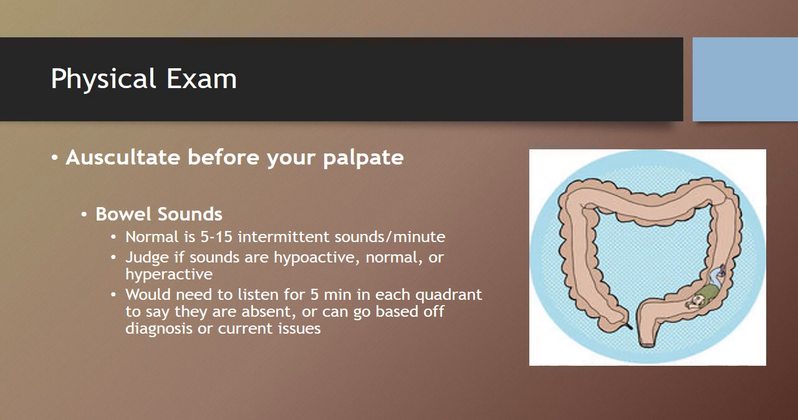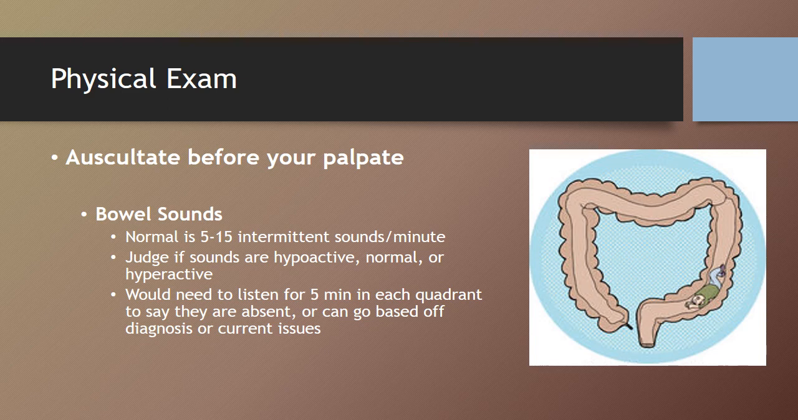Okay, so next we'll just talk briefly about the physical exam. As we know, particularly with bowel sounds, when you're listening for those or any abdominal exam, you want to auscultate before you palpate, correct? With normal bowel sounds, you hear about 5 to 15 intermittent sounds per minute. That's normal. And then, depending on the type of sound, you can determine are they hypoactive, normal, or hyperactive.